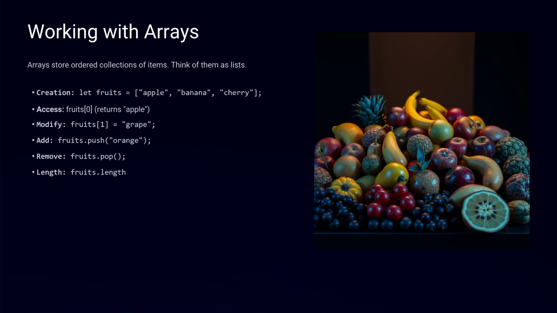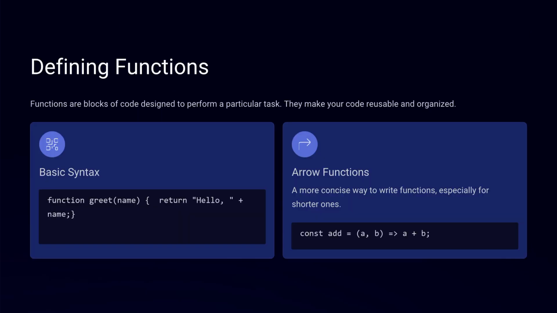Now let us look into functions, like defining functions. Functions are blocks of code that perform a specific task. Now let us look into the example. Basic syntax is function greet(name). In curly braces we write return "Hello" + name. We can call it like greet("Alice").